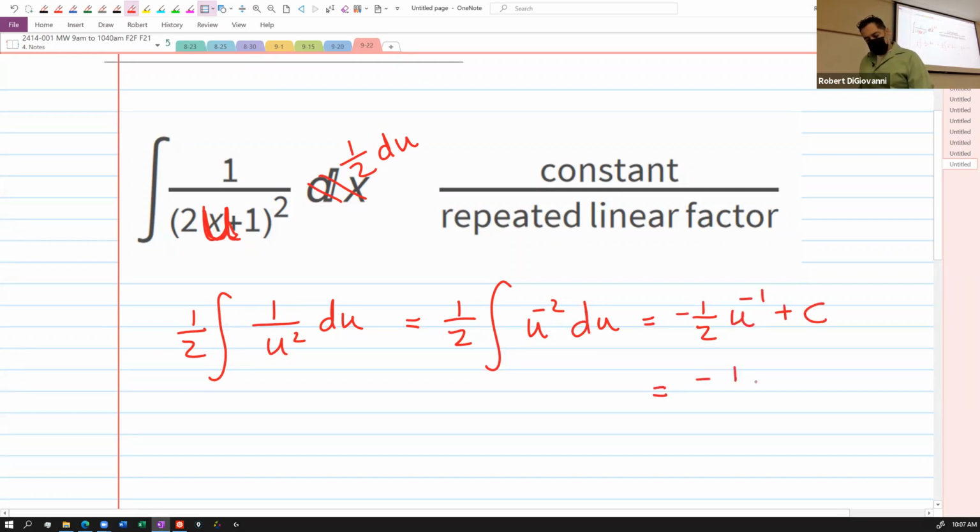which is negative 1 over 2. Now that u to the negative 1, I'm going to drop it back down. And what is u? I forgot what was u. We never wrote it down. Just 2x plus 1, plus c.